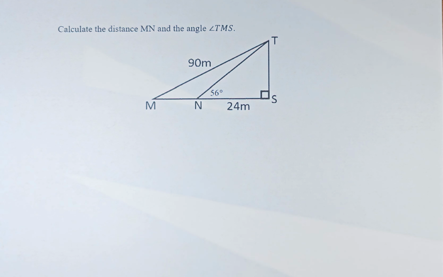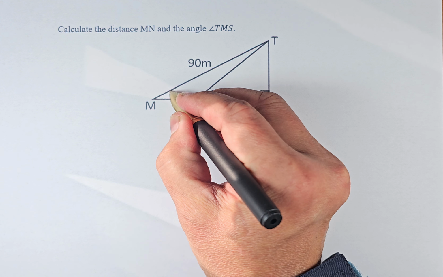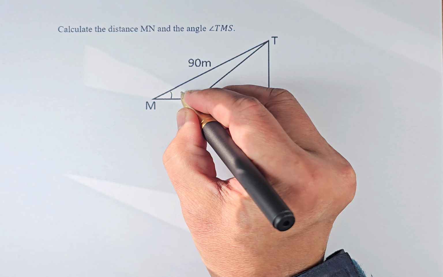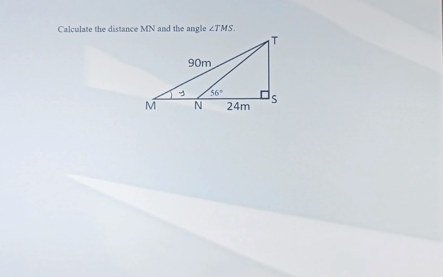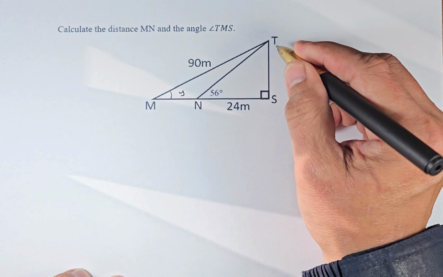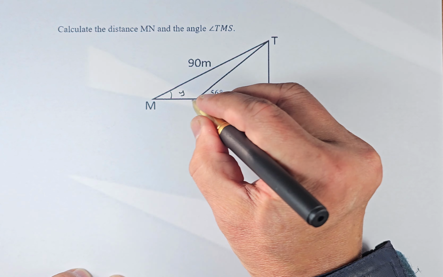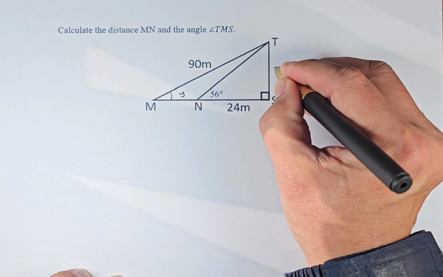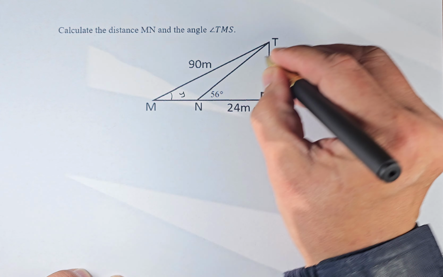Okay, so calculate the distance MN, and the angle TMS. This angle TMS, we let this be Y, and we are going to calculate them. To calculate MN, we first need to calculate the height of TS. TS is using this small triangle, so this will be the opposite of the angle, and this will be the adjacent. So we're going to use the tangent rule.